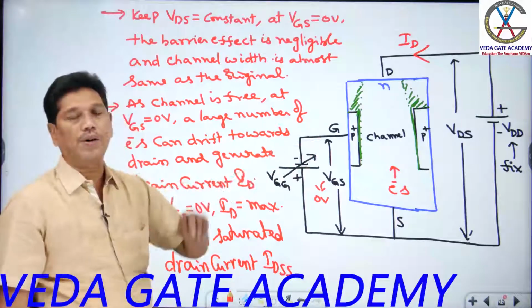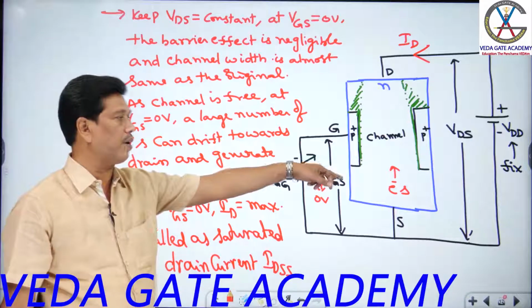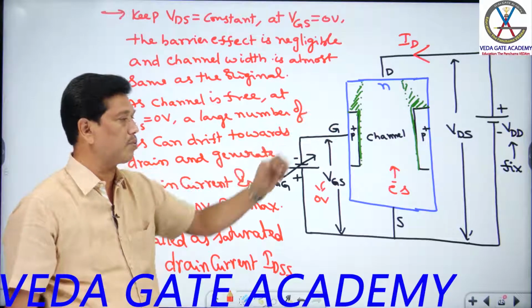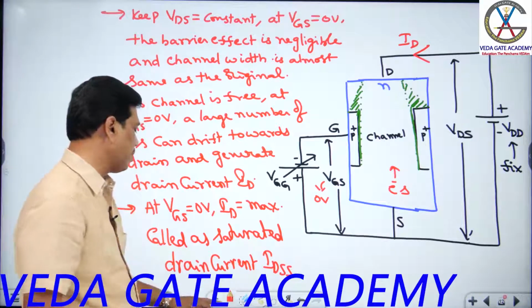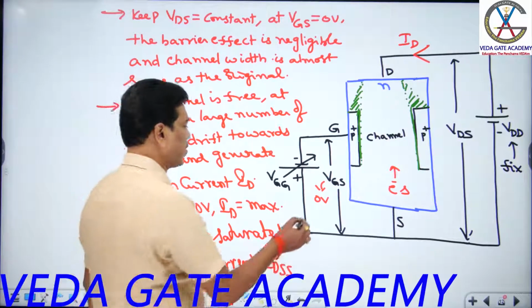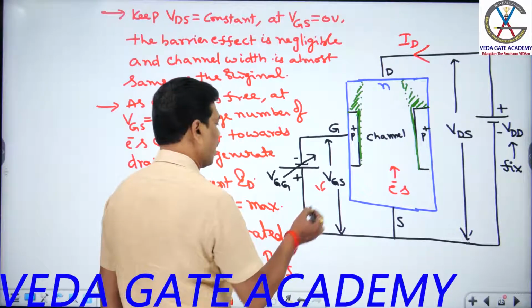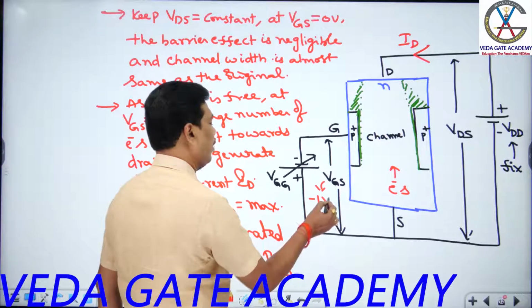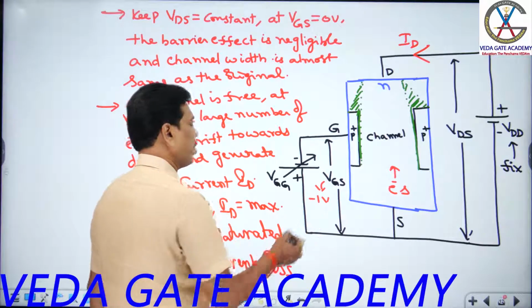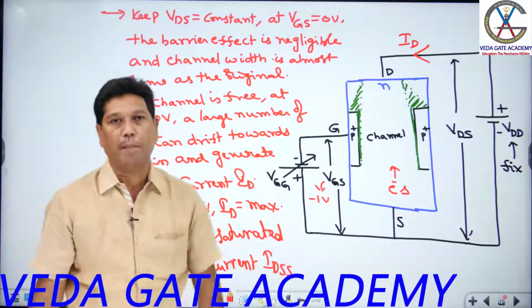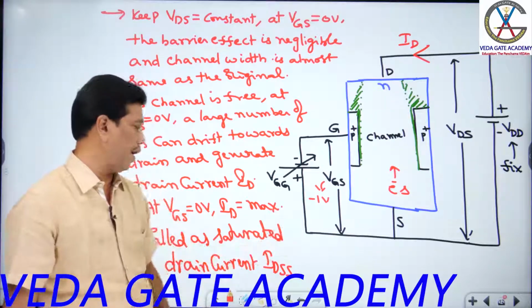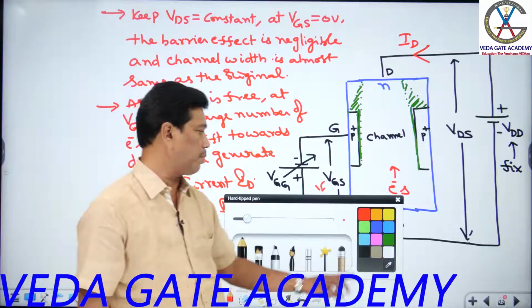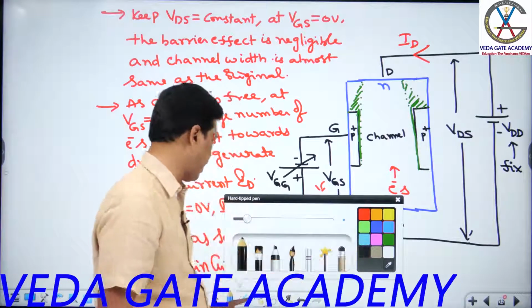Sir, for the VGS equal to 0 volt case, the maximum electrons are drifting because the channel is free, so the drain current is maximum. Now I can examine this at different values of VGS. Suppose I apply a reverse bias of minus 1 volt, sir. Negative here means reverse bias. Reverse bias of 1 volt I apply. What happens, sir? The barrier can expand. Check how the barrier is expanding now.